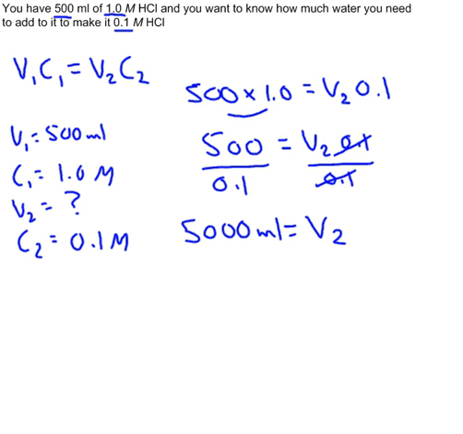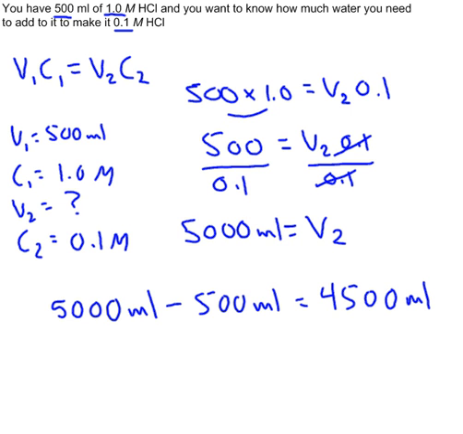Now again, this isn't the volume of the water, which is what the question's asking. This is the new volume of the new 0.1 molar HCl. So when we put in all this water, we now have a new concentration, 0.1 molar, very dilute. But we want to know how much water we needed to add. Well, we take our final volume, which is 5,000, and we subtract off what we started with, the 500 of the 1 molar HCl, and we find that we would need to add 4,500 milliliters of water to dilute that 500 up to 5,000, which is what the formula told us.